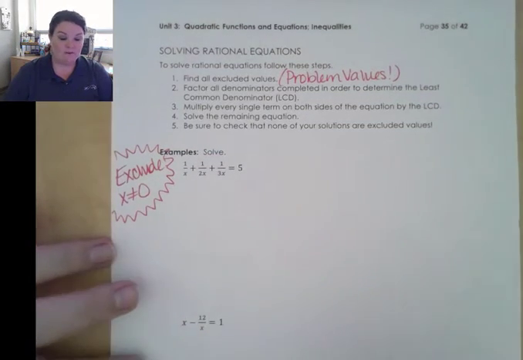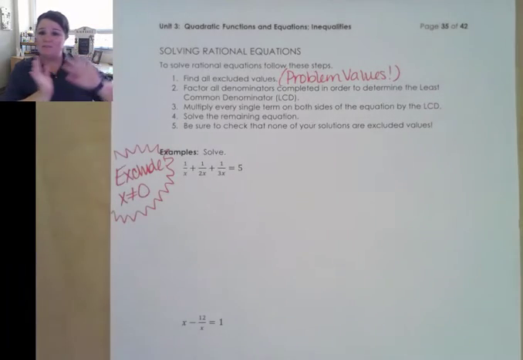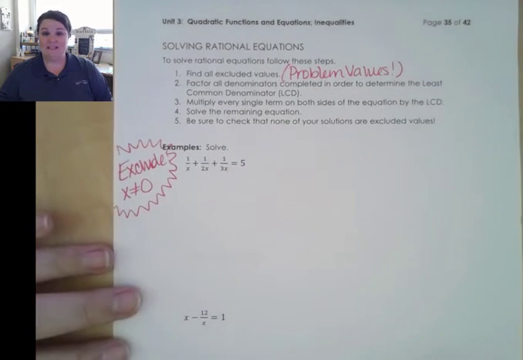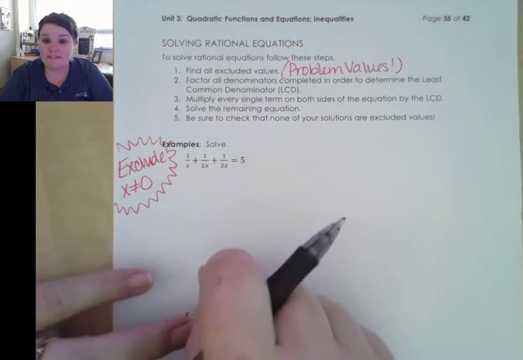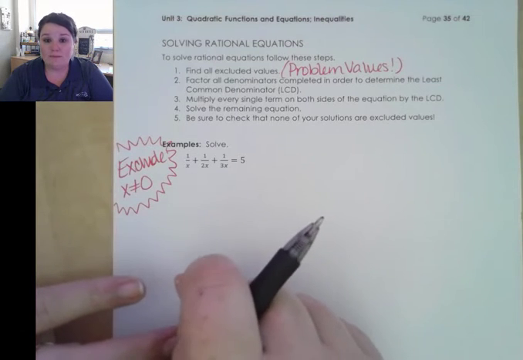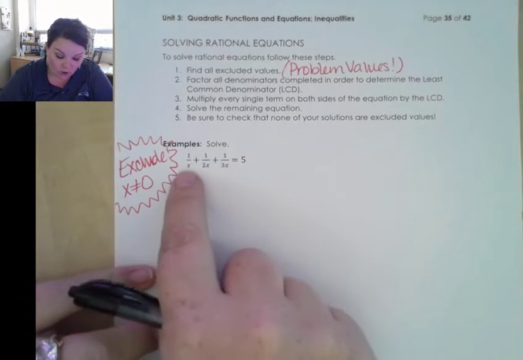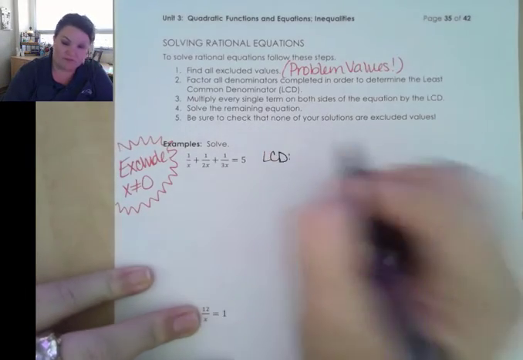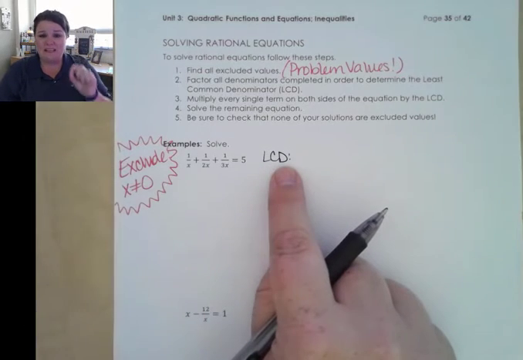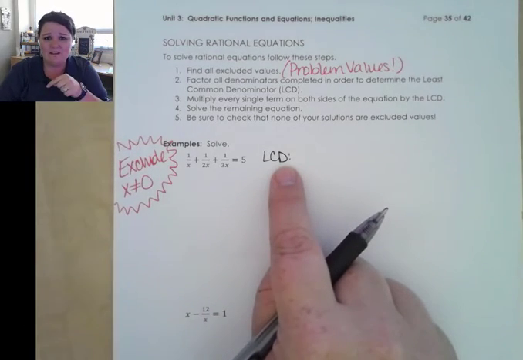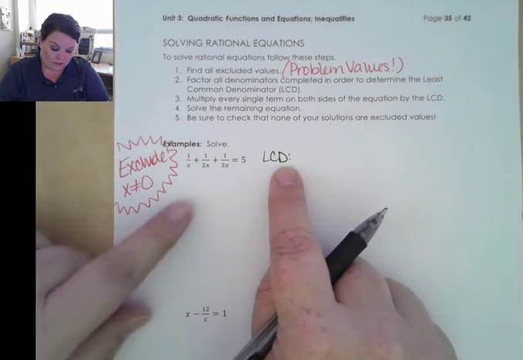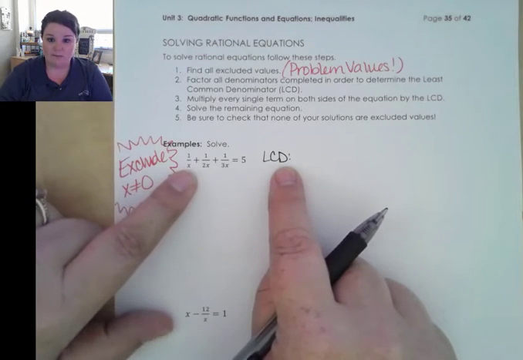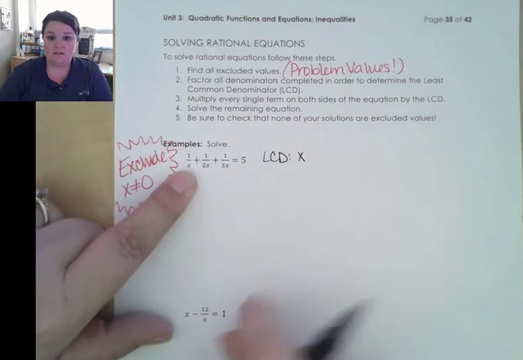Now that I know what my excluded values are, I'm going to have those off to the side, so that when I get done solving, I know what those values are. But I want to move into how to actually solve this equation. Our first step is to figure out what our least common denominator is. So I look at all these denominators, and I'm going to write out to the side because I'm looking for my least common denominator. It has to be able to cancel out any other denominator that I have. So in order to cancel out this first denominator of x, I would need an x.